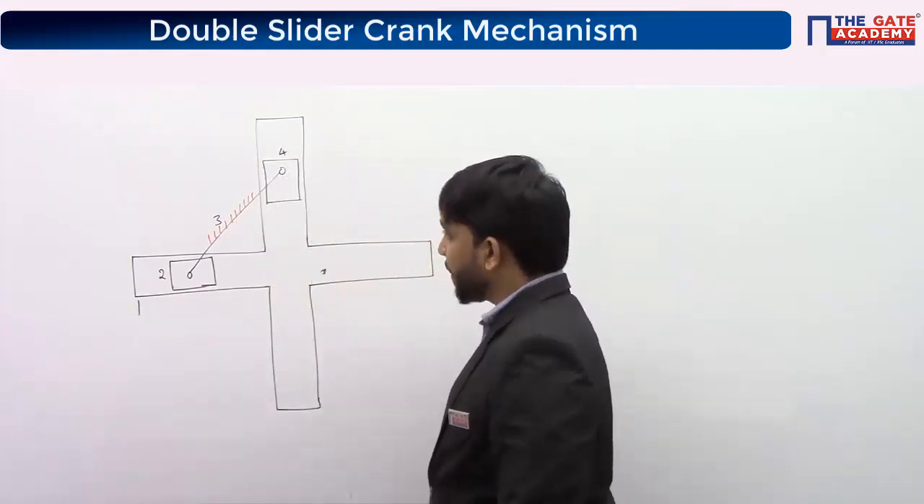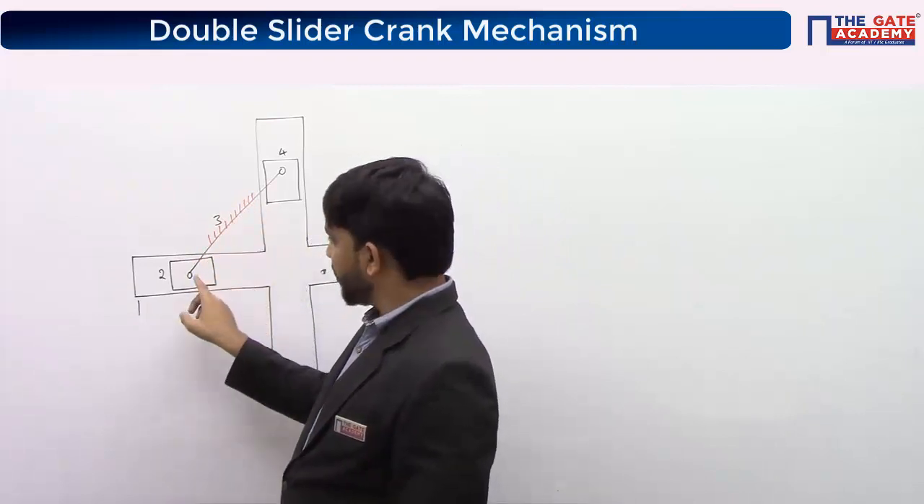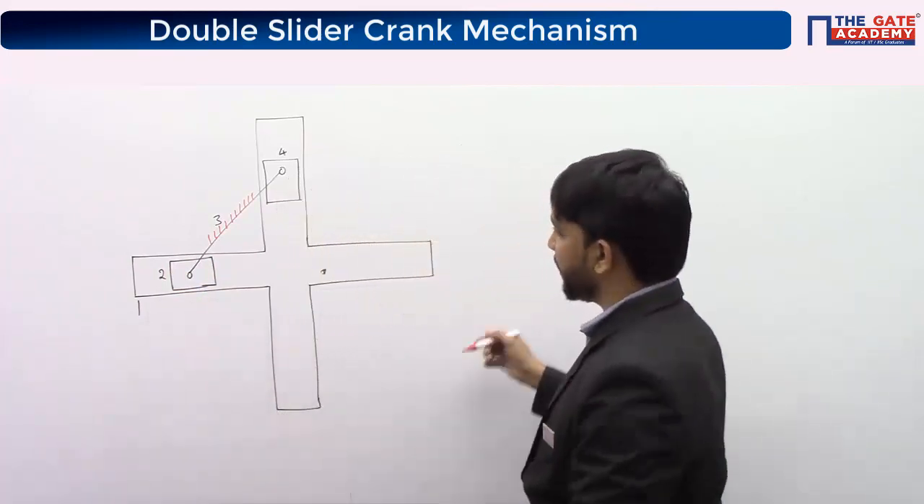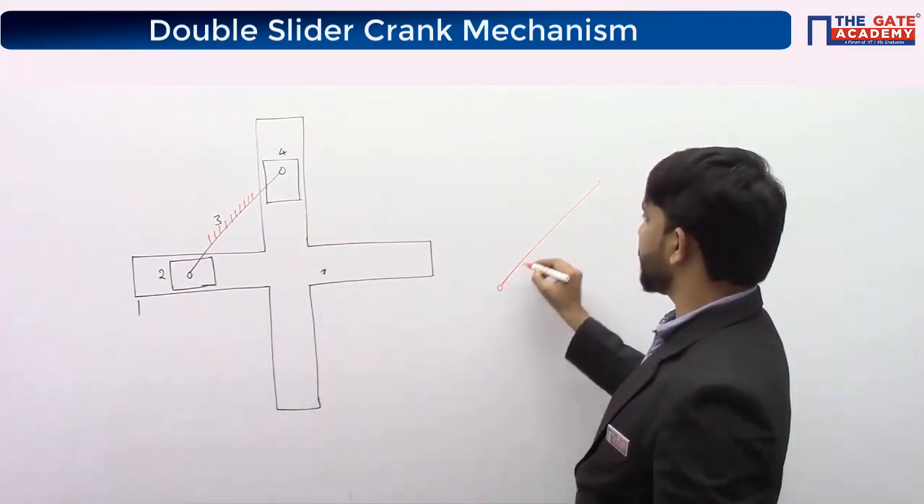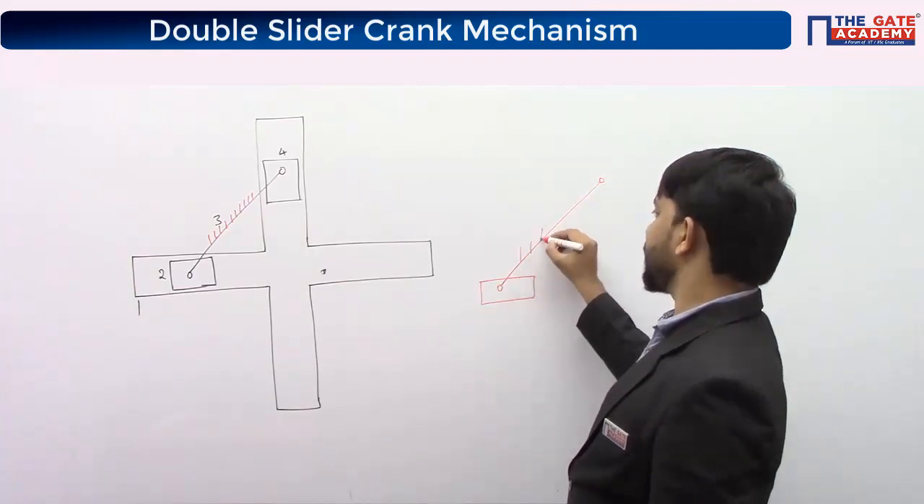Obtained by fixing link 3. Just listen here. This is link number 3. You can see at the end of link number 3, I have two sliders, okay? So this is link 3. Link 3 is something like this. Here I have one slider. So this link 3 is fixed.